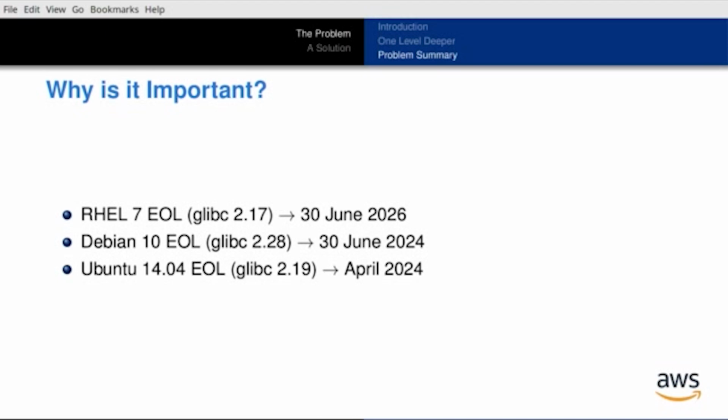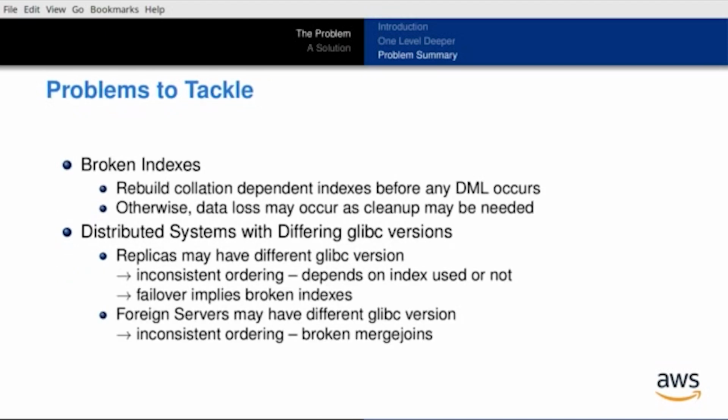Any kind of insert or update on a table with an index that's affected by collation is going to be broken. So you're going to have to tackle the broken indexes. And again, this distributed systems thing, when I first started getting involved in this, I didn't even really think about those, but this affects more than just Postgres, really.